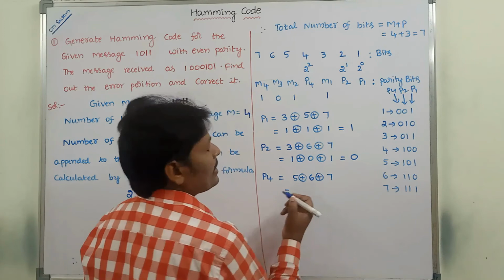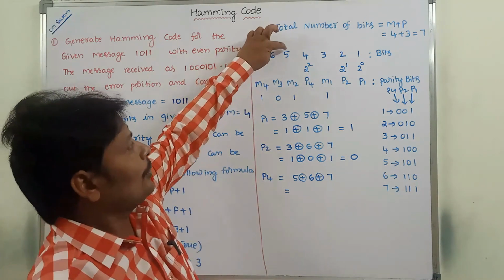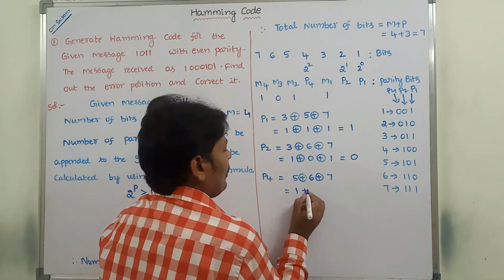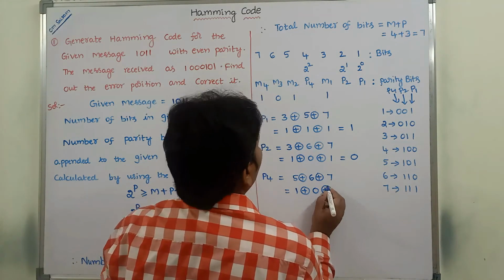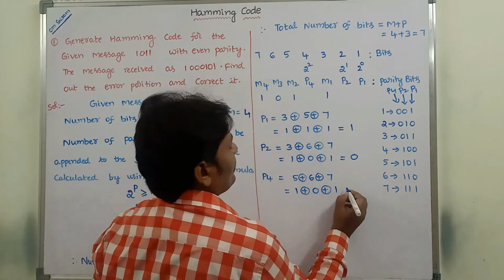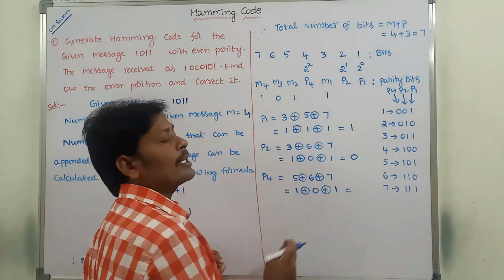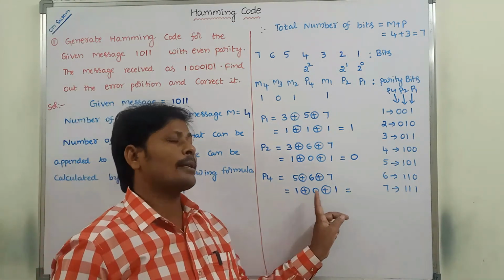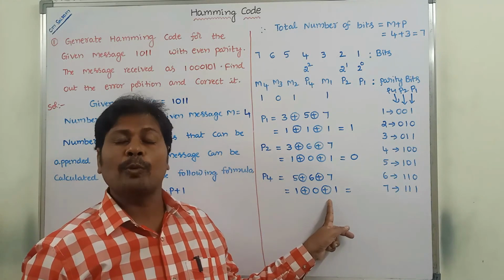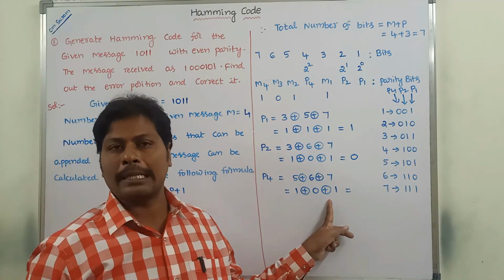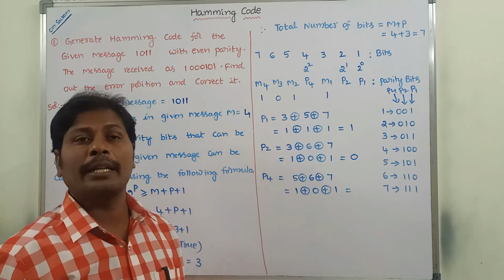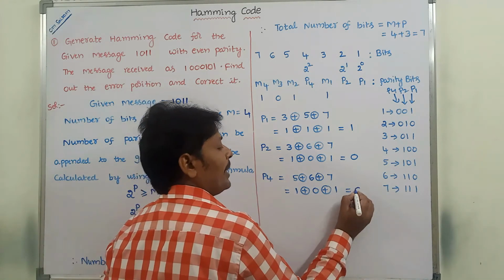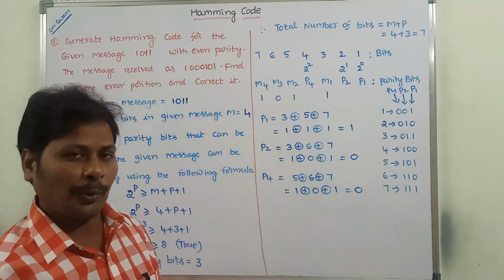What is the bit value at 5? 1. What is the bit value at 6? 0. What is the bit value at 7? 1. How many ones are present? 2 ones are present. 2 means it is even parity. The message is also sent with even parity. Therefore, the extra parity bit to be appended is 0.